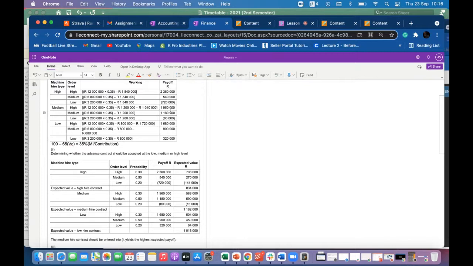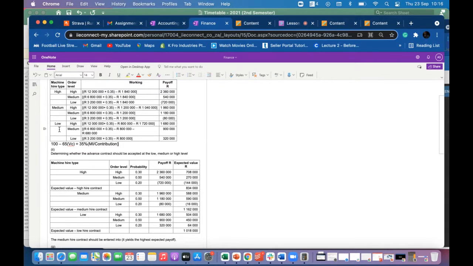And then you find that our payoff is then 1,960,000. So that's how we arrive at that. So you do that for the medium. Here there's no penalty because we're saying demand is medium, and we've entered into the medium contract. So there's no penalty there. Here demand is low, but we've entered into the medium contract. So if we've gone into the medium contract but demand is low, then we actually make a loss.